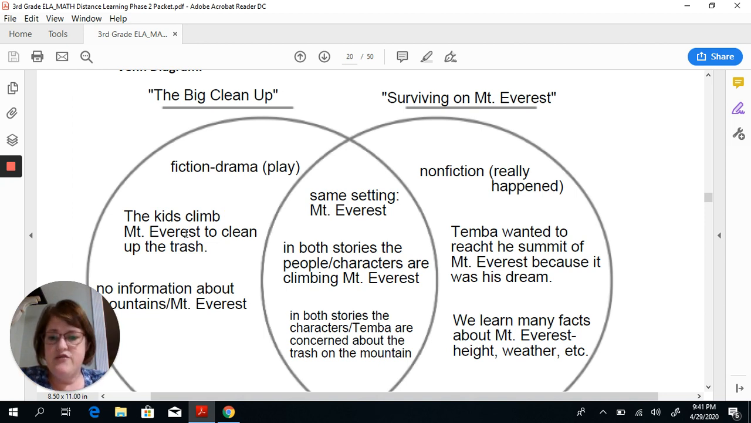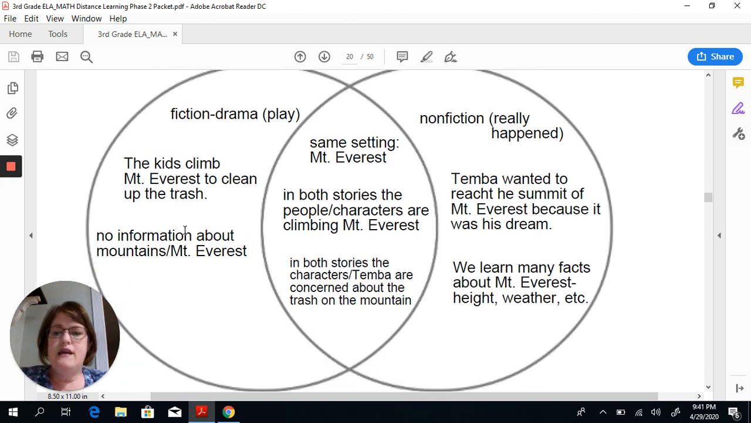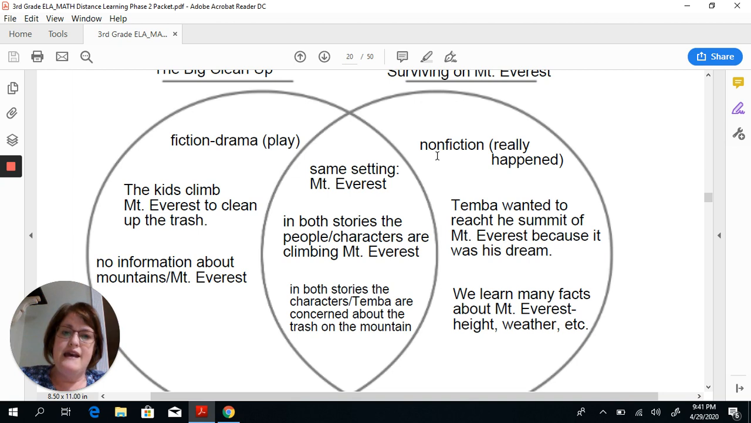The kids climb Mount Everest to clean up the trash. That was their purpose in climbing. And there's really no information, though, about the mountains or Mount Everest. There's not a lot of facts teaching us about the mountain. Whereas surviving on Mount Everest, it's nonfiction, meaning it really happened and it's full of facts.